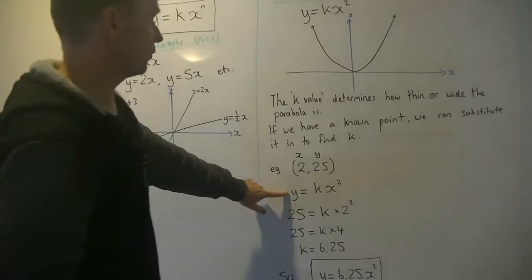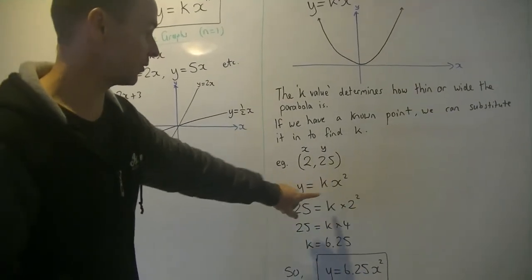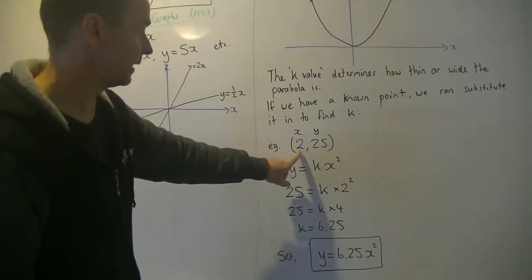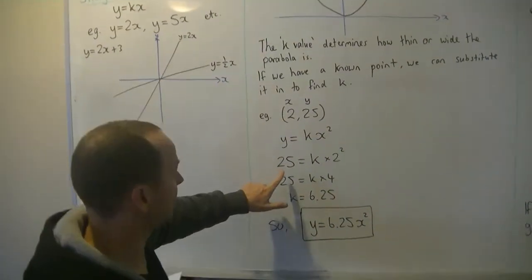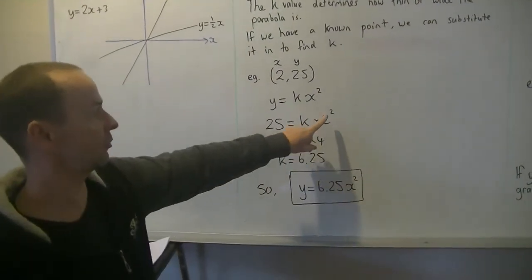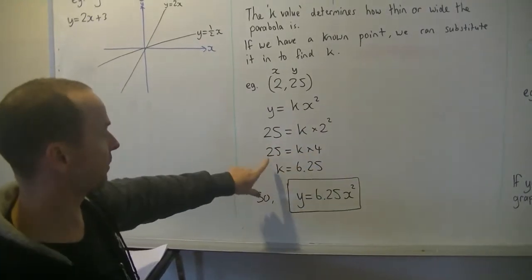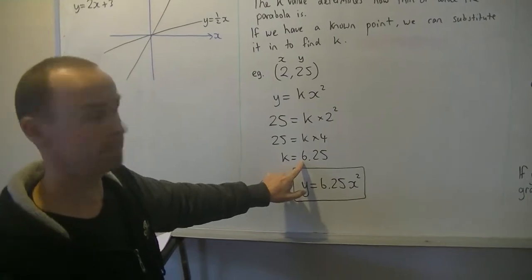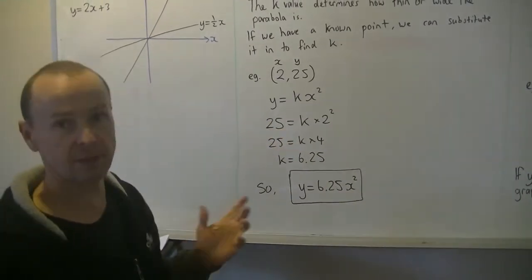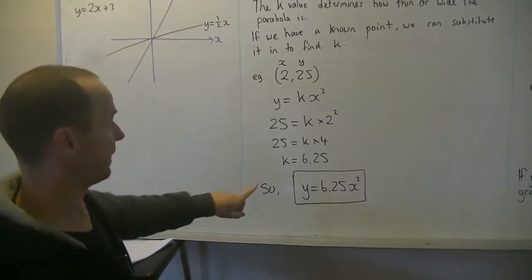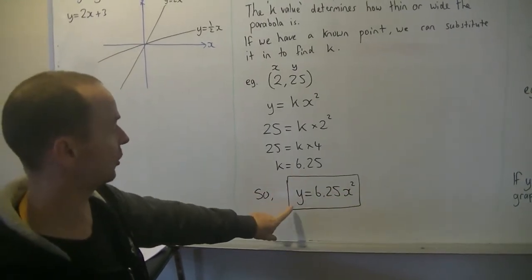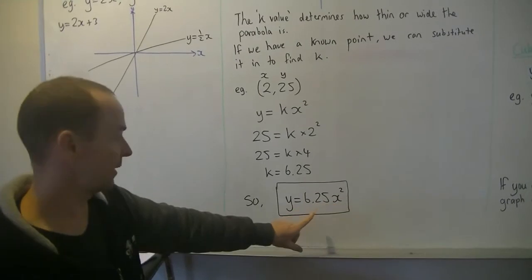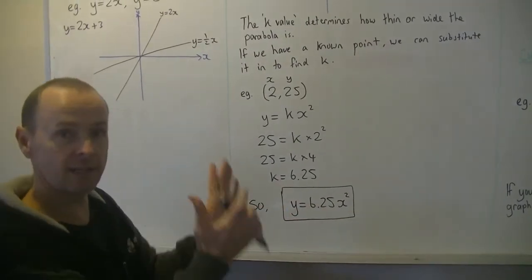So into our generic formula, y equals kx squared, we substitute y is 25 and x is 2. So we substitute that in, we get 25 equals k times 2 squared, which is 4. Divide by 4 and we get k equals 6.25, which is 6 1/4 or 25 over 4. Either, all of those are fine. And then we can write down our actual equation. So y is 6.25 x squared. So this means that it's a little bit of a skinnier graph.